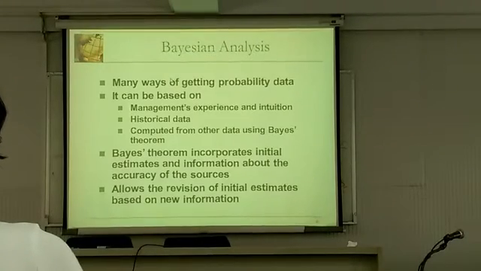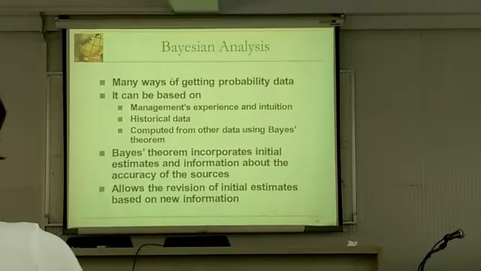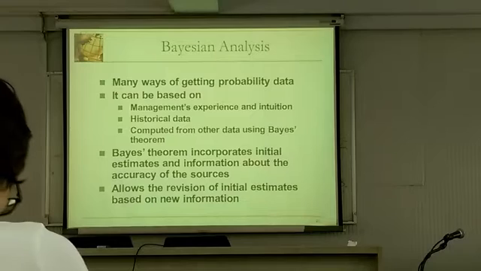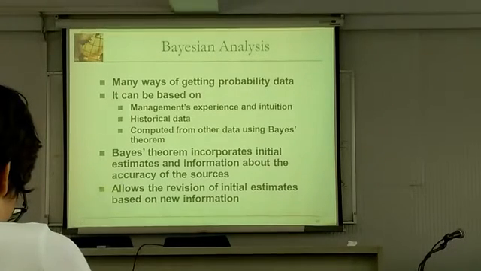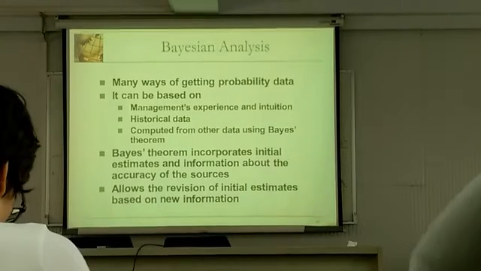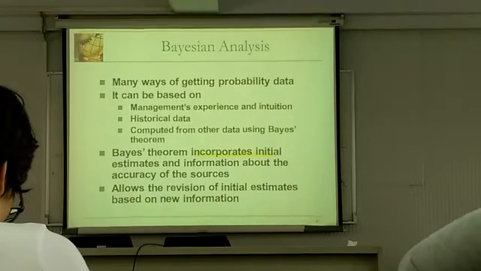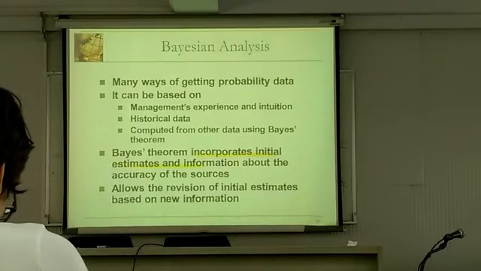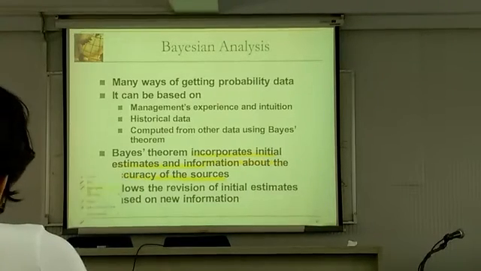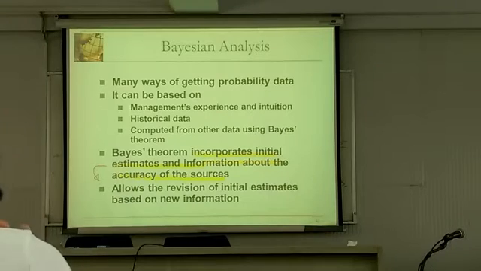As we know from 2 weeks ago, when we do Bayesian probability, we take care of this theorem. We incorporate the initial estimates and information about the accuracy of the source of the survey. Basically, we use the information that we have on the probability to make a revision of that estimate. In a nutshell, we have to compute those probabilities using Bayes' theorem.